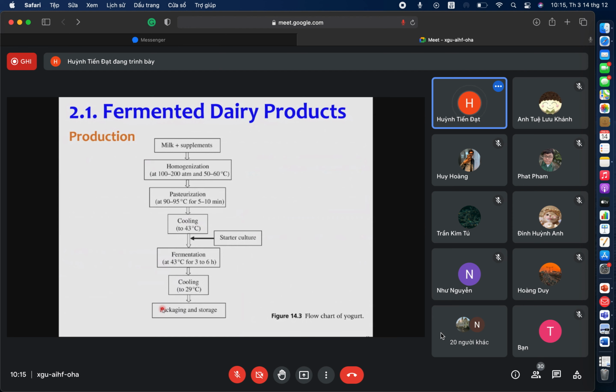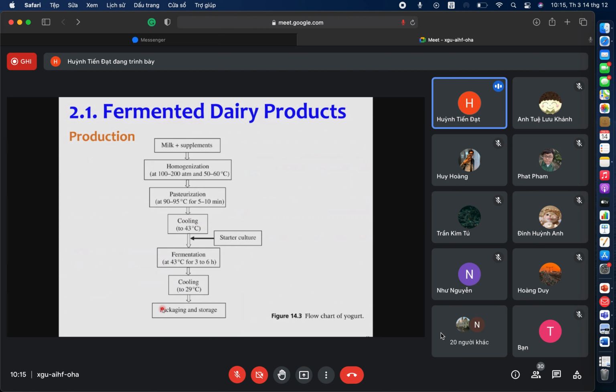And here, if we have a control chamber, we can make the temperature around 43 degrees Celsius. And after that, we add in the starter culture. The starter culture here is lactic acid bacteria, okay? And after that, the fermentation takes place. You see that cooling to 43 degrees Celsius is suitable for the fermentation to take place, lasting around 3 to 6 hours.